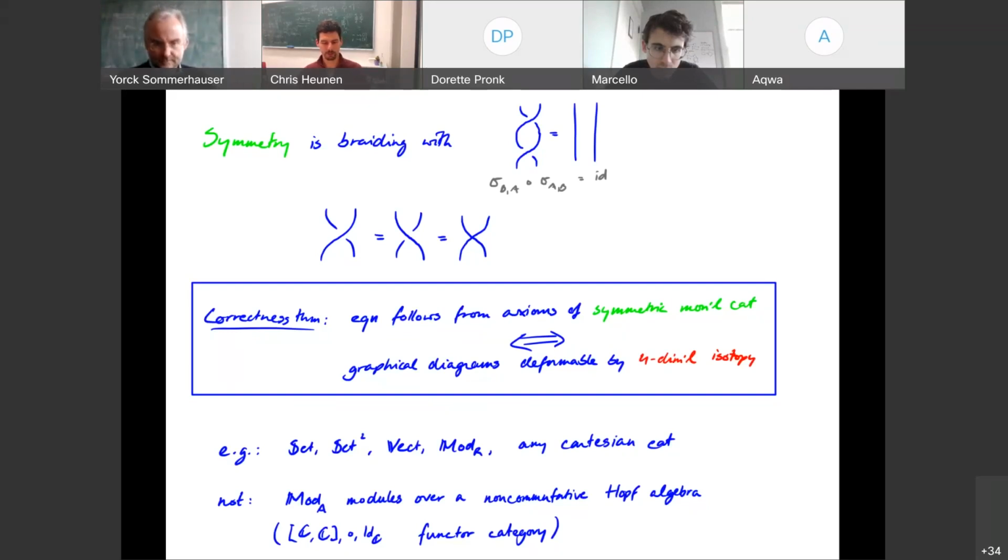Right, exactly. Something that's not even braided in general is if you fix your favorite category C and you look at endofunctors on that category. But I haven't mentioned what functors are, so I don't want to say much more about that. All right, that's all about braided and symmetric categories.